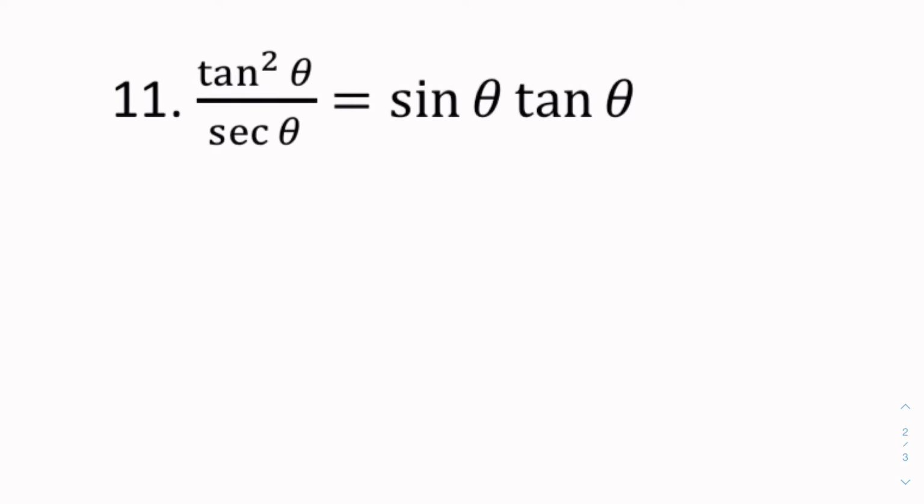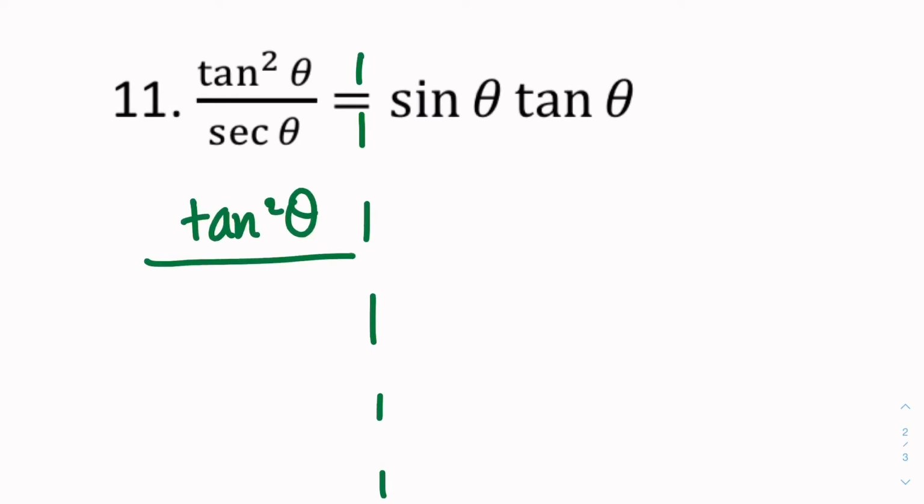So when you chose the more complicated side, for me it looks like the more complicated side is on the left because there's division, there's also something being squared, and there's a secant. And I know that secant can be rewritten as 1 over cosine. So for all those reasons, I'm going to work on the left side. So let's replace tangent squared. Let's just rewrite it. And secant, let's rewrite it as 1 over cosine theta.